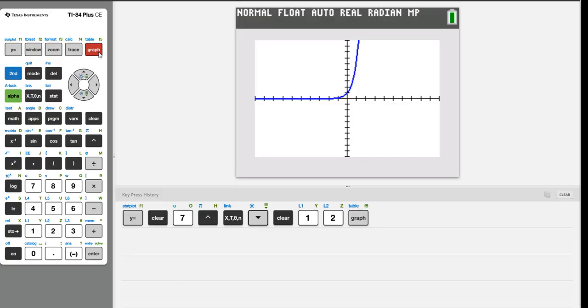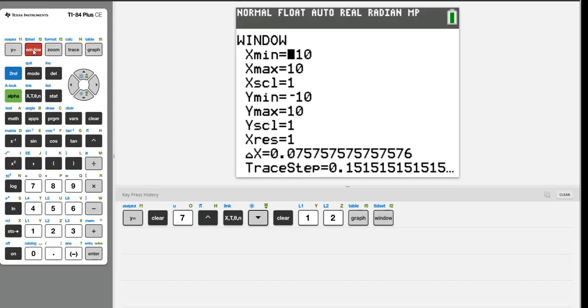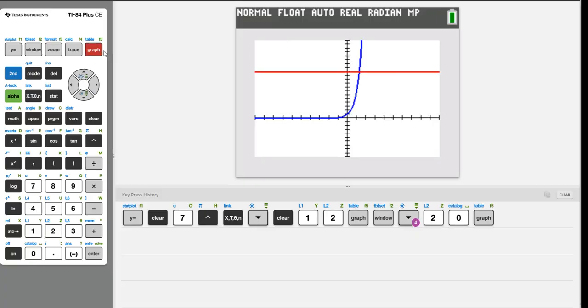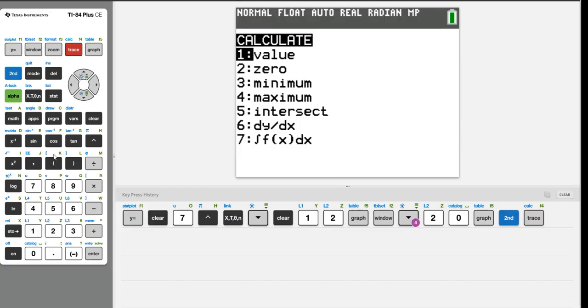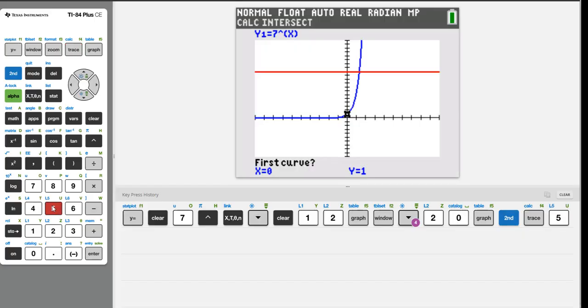We must adjust our window. Since y2 equals 12, we need a y max greater than 12. Press window and change the y max to 20, since 20 is greater than 12. Press graph. Make sure you can see the intersection point. To solve an equation, you need to be able to see the intersection point of the graphs. We can see the intersection point on this graph. Press second, calculate, select number 5, intersect, and press enter 3 times.